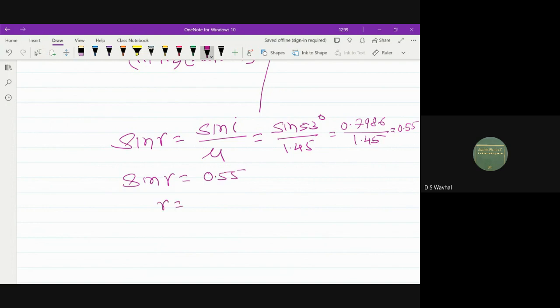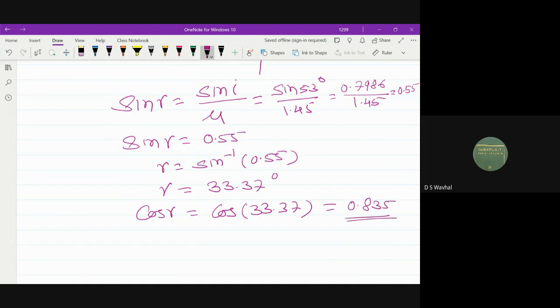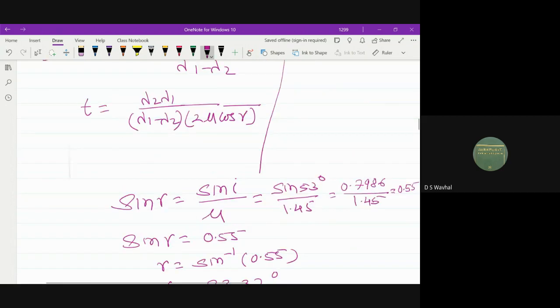So r equals sine inverse of 0.55, and sine inverse of 0.55 is 33.37 degree. And so cos r, that is cos of 33.37, is equal to 0.835. So this is the value of our cos r. Now let us find the t.